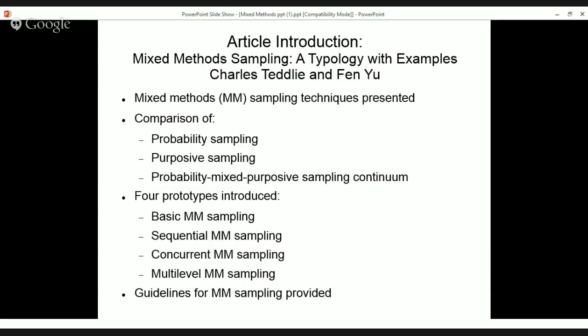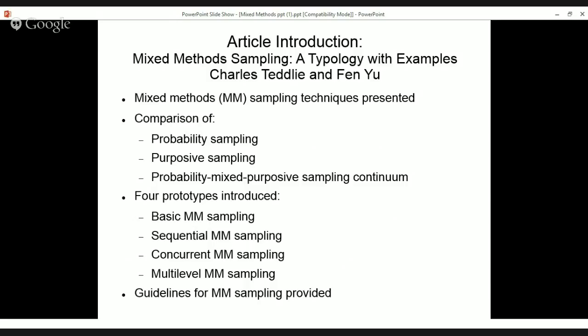Okay, now, of course, we're going to start with our article here, Mixed Method Sampling, a Typology with Examples by Teddlie and Yu. What they've done in the article is they've looked at different mixed method sampling techniques, and there is a comparison of probability, purposive, and mixed probability-purposive sampling. The 4 prototypes that are introduced are basic mixed method sampling, sequential mixed method sampling, concurrent mixed method sampling, and multi-level mixed method sampling, different types of mixed method sampling. And we will look over guidelines for mixed method sampling as well that are given to us in the article.